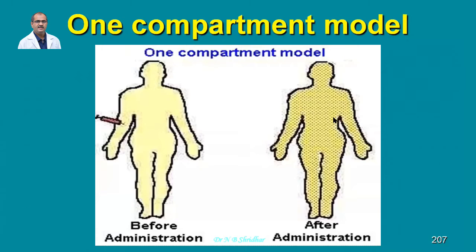And here you can see a diagram by which you can easily remember the one compartment model. This is before administration into the human body, when no drug is present. After the IV administration, the entire body is distributed with the drug, so the entire body is considered as one compartment here. You can see that the drug is uniformly distributed throughout the body. So the entire body is considered as one single unit. That's called the one compartment model.